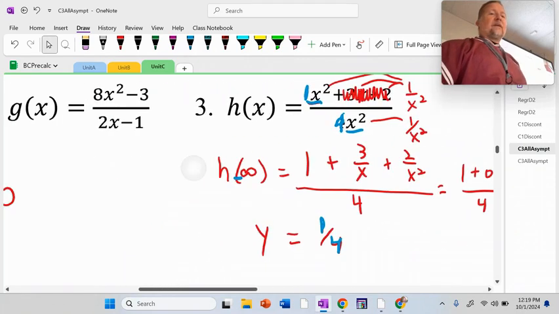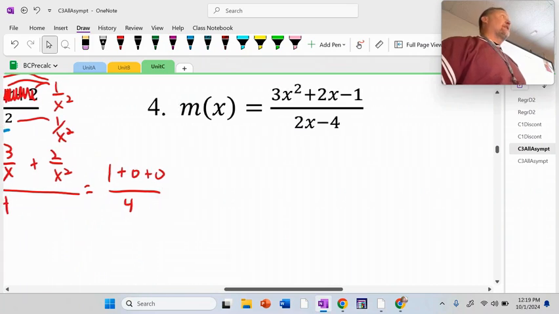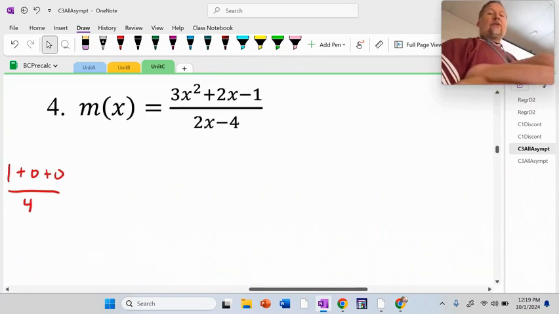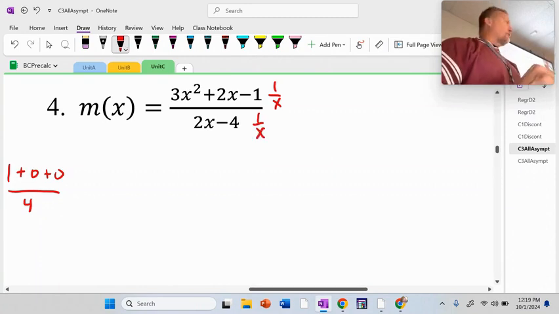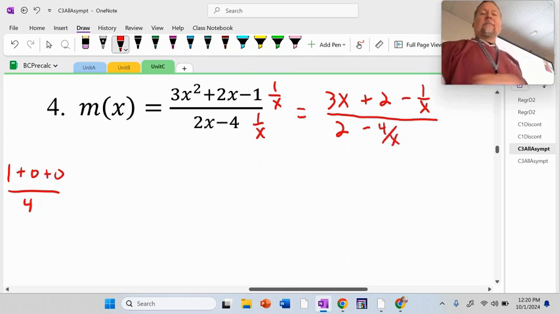Okay, now let's look at one of these two. They're about the same. Do you notice the similarity with g of x and m of x? The numerator's degree is bigger. So you know what I do on this? I do the 1 over x thing. I go 1 less than the highest degree, just to see what's happening conceptually. This becomes 3x plus 2 minus 1 over x minus 4 over x.